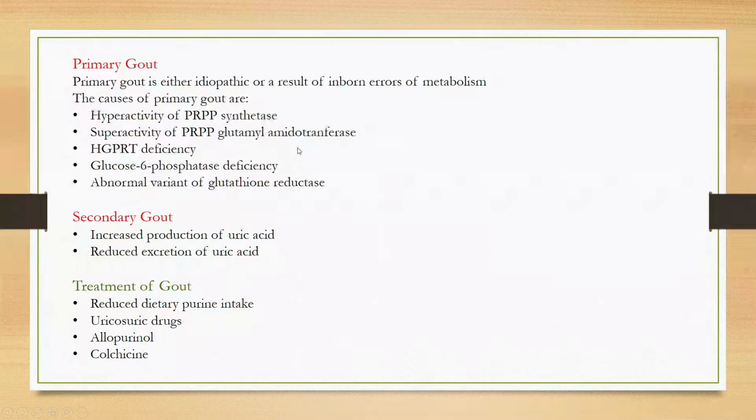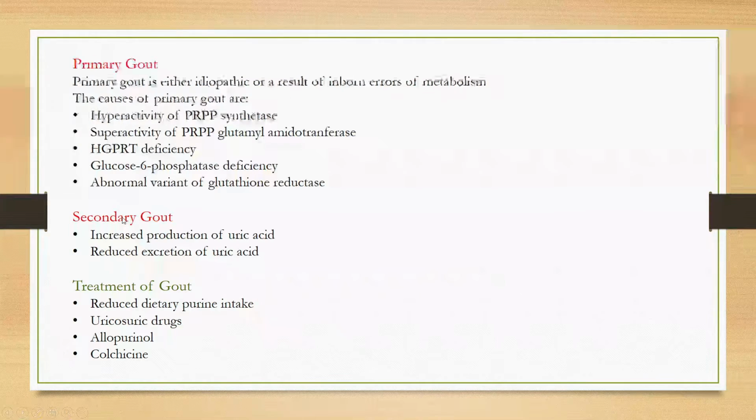Now come to secondary gout. Secondary gout is a manifestation of gouty arthritis that occurs secondary to certain other clinical conditions, causing increased synthesis or reduced excretion of uric acid.